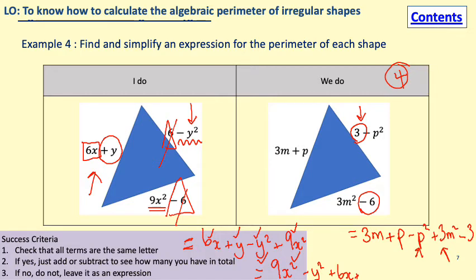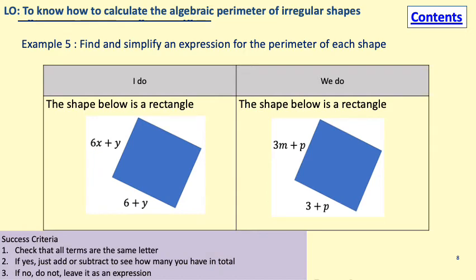Just two more to go, guys. So again, we've got a rectangle. So from the properties of a rectangle, we want to simplify and find the full perimeter. So if I start here, I walk up here, along here, down here, and then back to the start. But we've only been given this side here and this side here. How are we going to find out this and this?